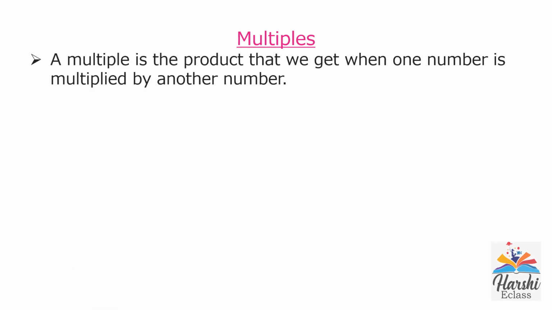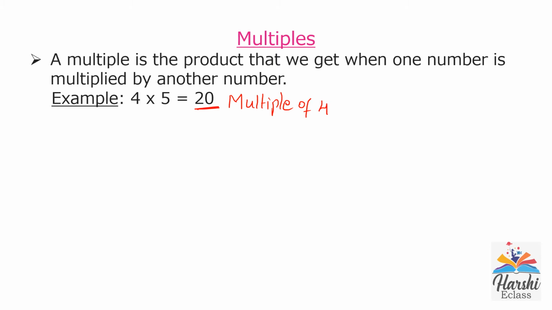Next, multiples. A multiple is the product that we get when one number is multiplied by another number. For example, 4 multiplied by 5 is equal to 20. When you multiply the two numbers 4 and 5, we get 20. Here 20 is a multiple. Multiple of which numbers? Multiple of 4 and 5. 20 is a multiple of 4 and 5.